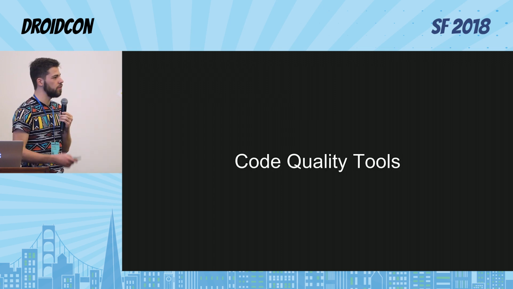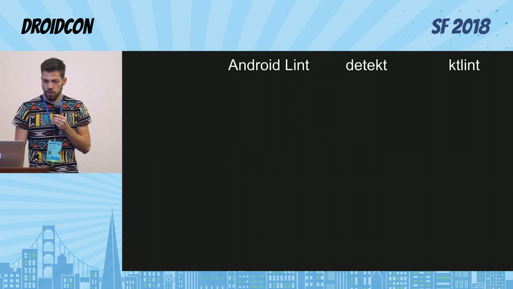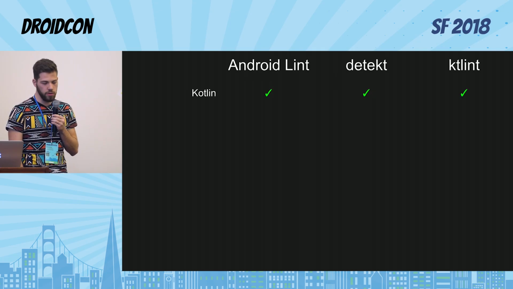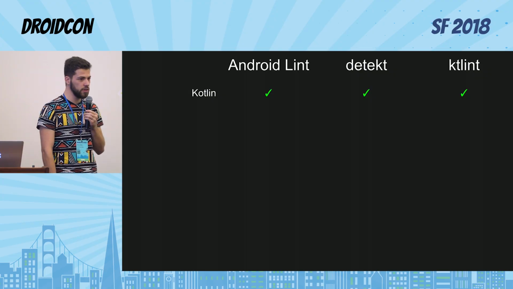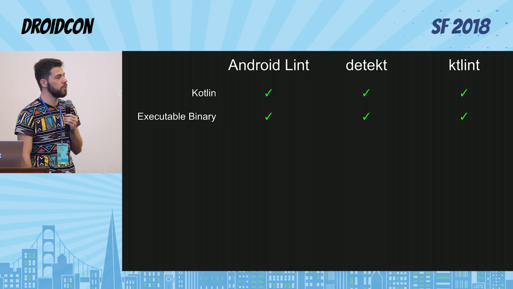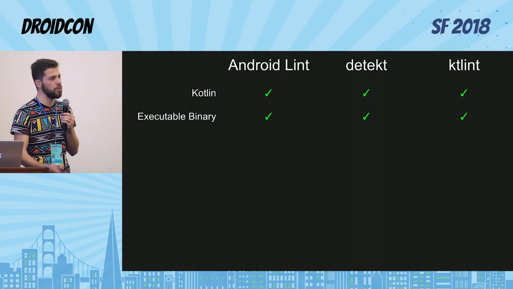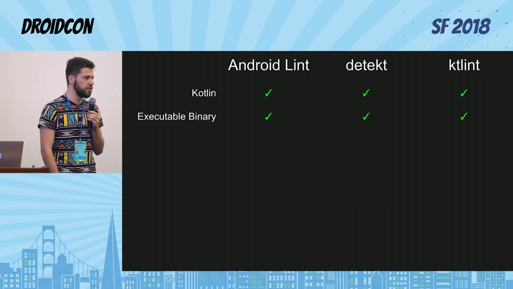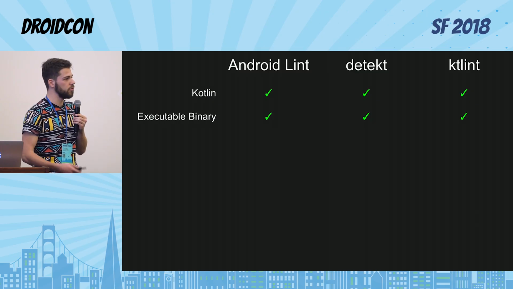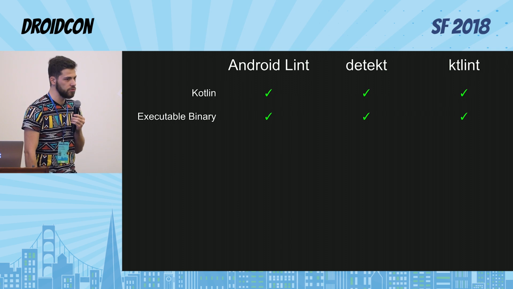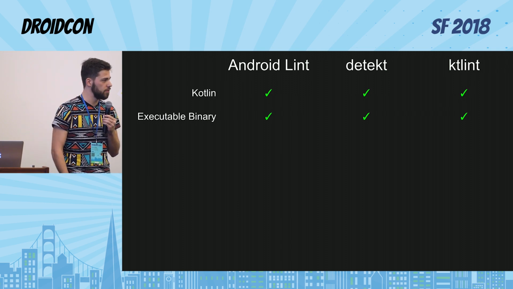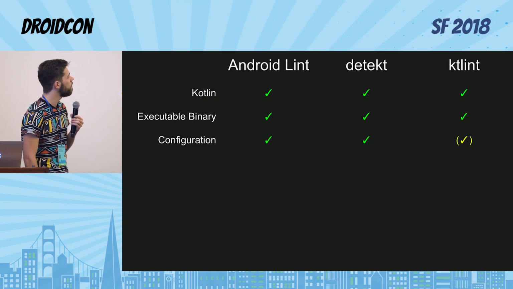So what tools are there to ease our life? There's Android Lint, there's Detekt, and ktlint. They all work on Kotlin. They all support Kotlin, and Android Lint also supports Java. What they end up doing is generating a binary. You can invoke the binary and specify some configuration parameters like the inputs, the configuration, and whether you want to exclude something. You can also run them on CI, so you don't need a specific integration because they can be invoked from the normal terminal.